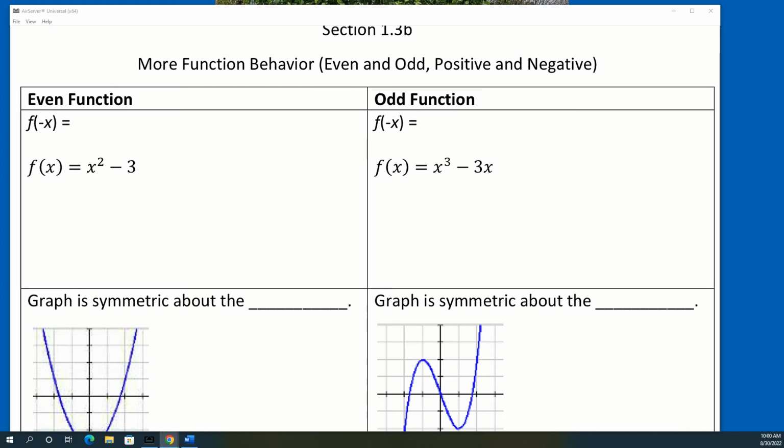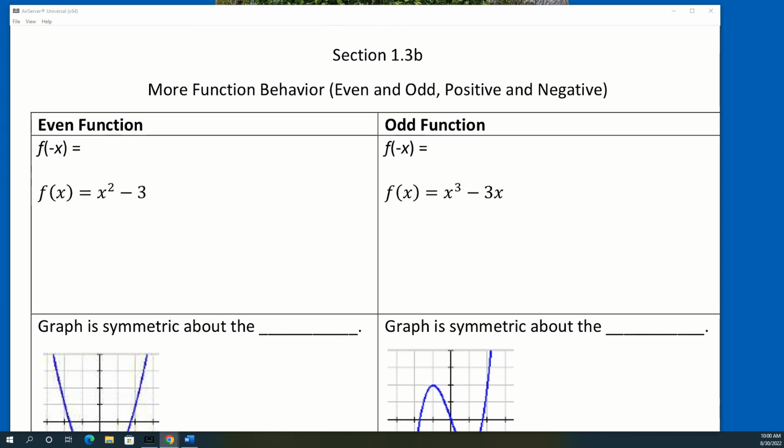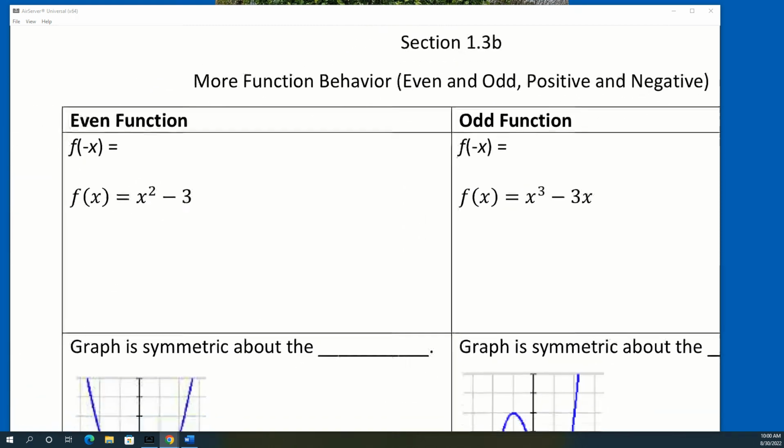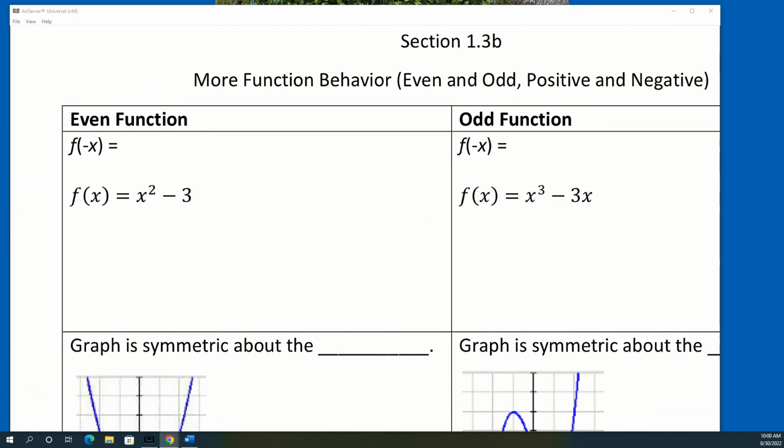All right. So this lesson, we're going to talk some more about function behavior, and one of the behaviors we're talking about is even and odd functions, which we just did that activity over. And the other thing we're going to talk about is where a function is positive and negative. So let's start with even and odd.